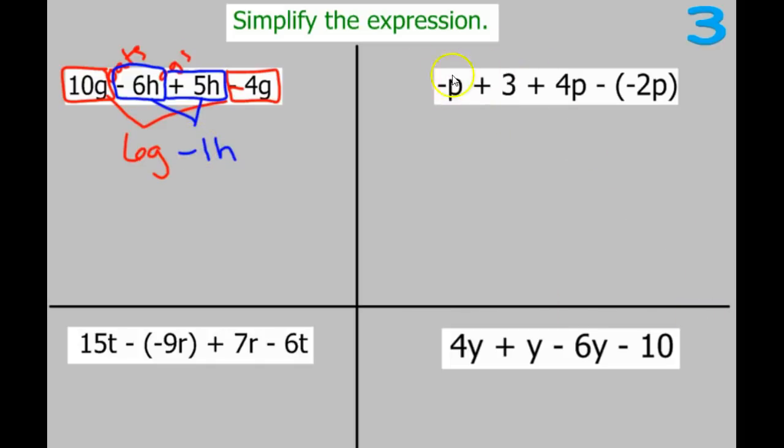Next, we have p, the letter p. We have -1p. If there's no sign there, no, that's a 1. So we have -1, a +4, and over here, be careful, the opposite of a negative is a positive. 2p.